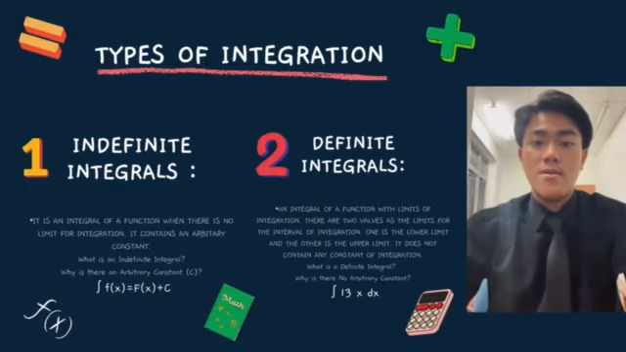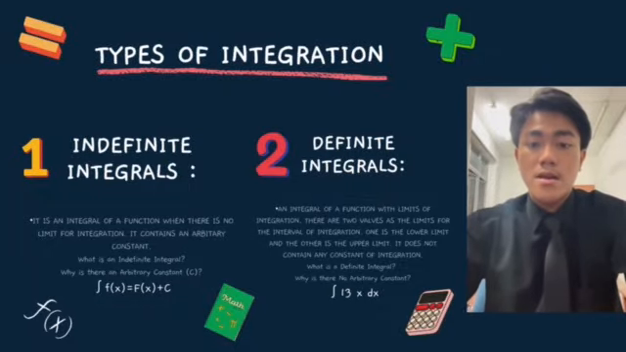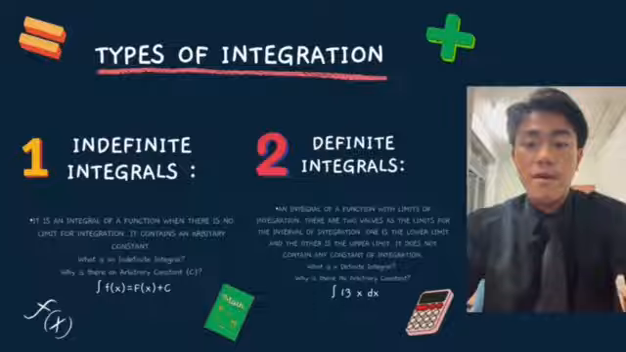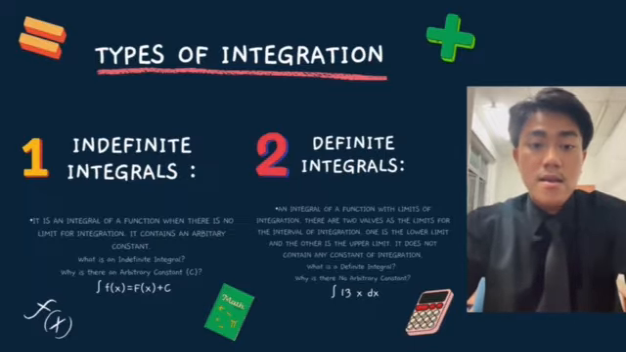Why is there no arbitrary constant? In a definite integral, we are calculating the actual value of the area within these specific limits. Therefore, the answer is a fixed value and does not need an arbitrary constant like in an indefinite integral. This is because we are not looking for a general form of the function, but rather the exact area or total value.